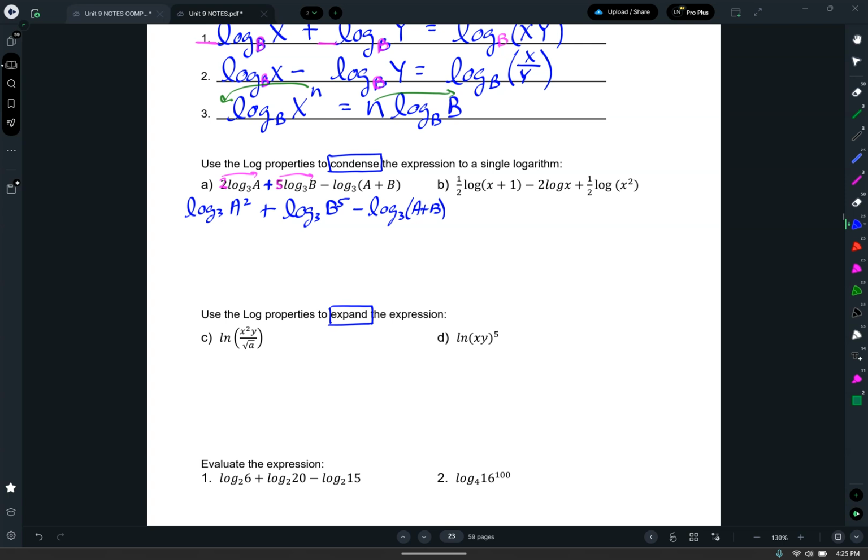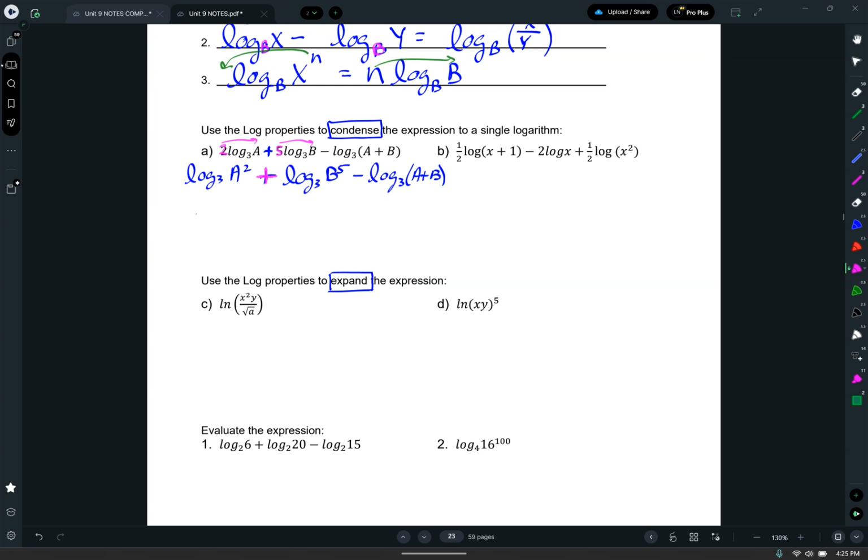Okay? So now I'm going to focus on the fact that these first two logarithms are being added. So using the first property up there, I'm going to combine those, and I'm going to say log base 3 of a squared times b to the fifth. Okay, so that's me combining the first two, and I still have subtraction of that last log, so log base 3 of a plus b. Okay, and finally, if I want to combine this one more time, I notice that this is subtraction, which means I'm going to combine them into a single log of a fraction.